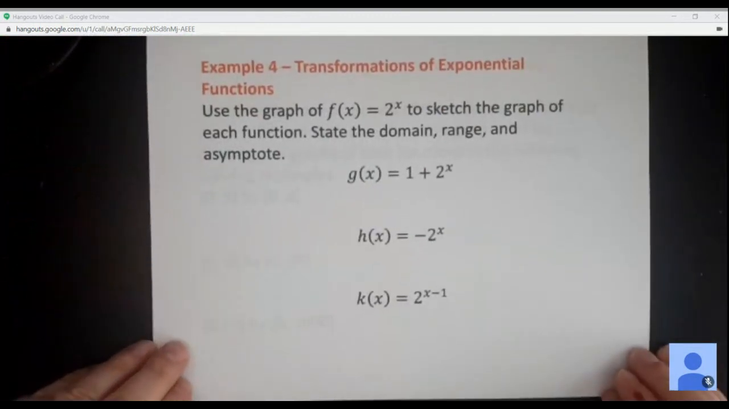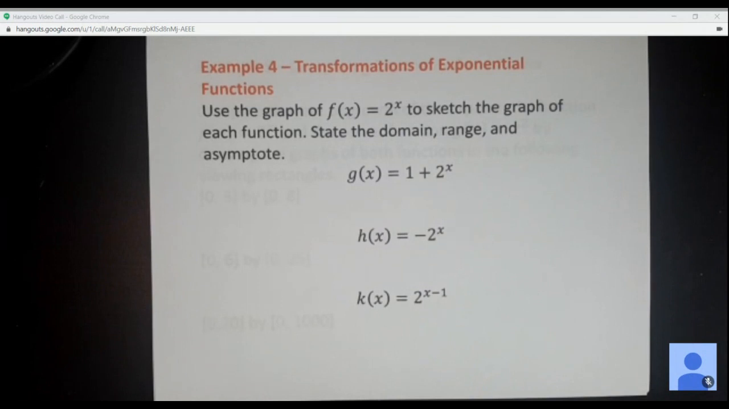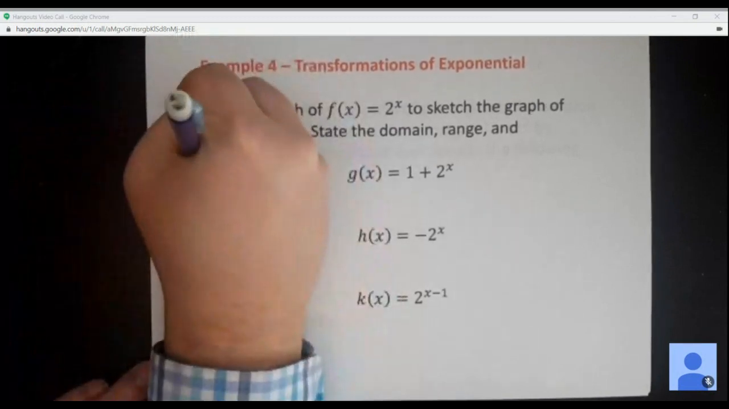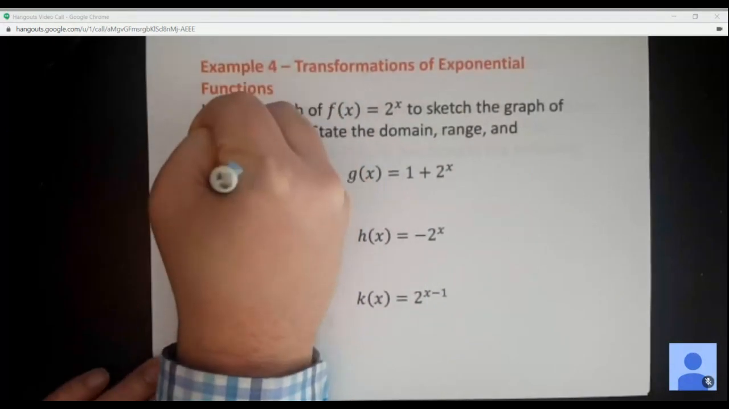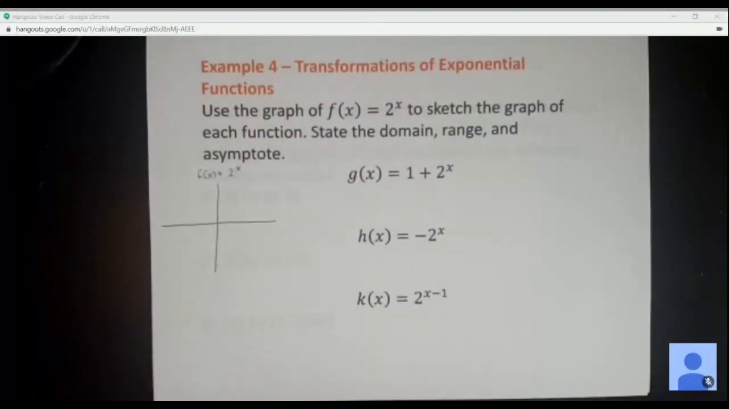So now let's look at some transformations. So we're going to start with a parent function of 2 to the x, and then we're going to think about what transformations we're applying to each one of those graphs. And then we'll talk about domain, range, and asymptotes. All right, so first off, let's just think about what does that parent function actually look like. Okay, so if we start with the 2 to the x, what's the graph of 2 to the x going to look like?